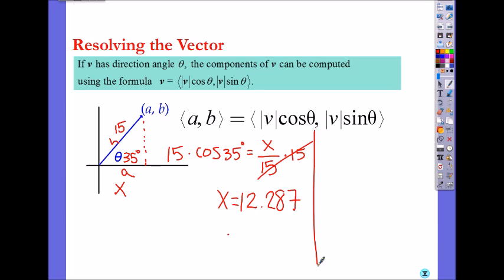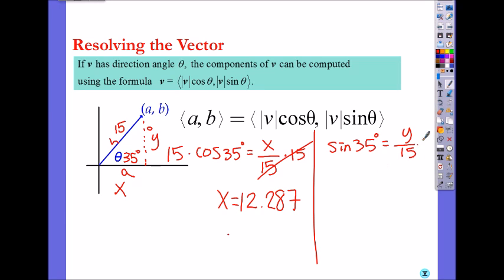And what would you do for your y? Y is your opposite. You see, this is your opposite of this angle. So you have O and the magnitude, which is your hypotenuse. So which ratio would you use? Sine. So sine of 35 equals y over the magnitude.